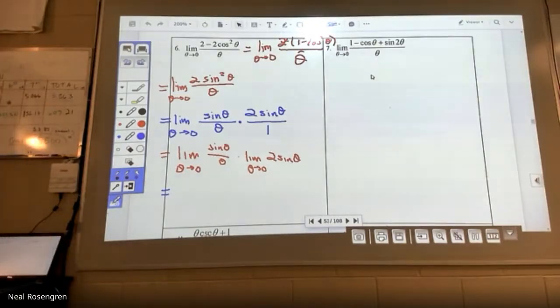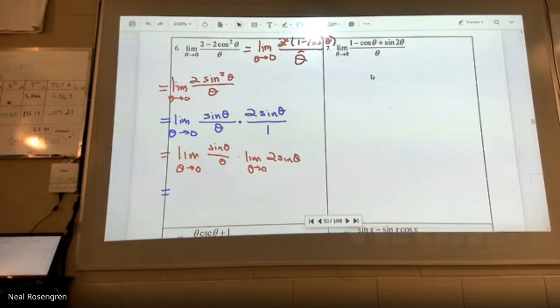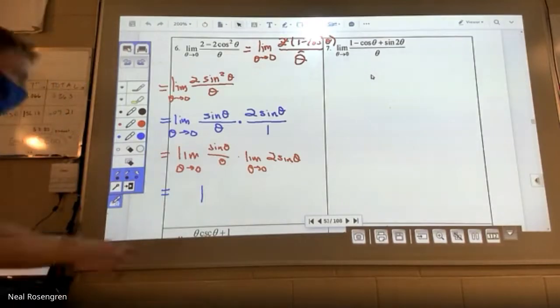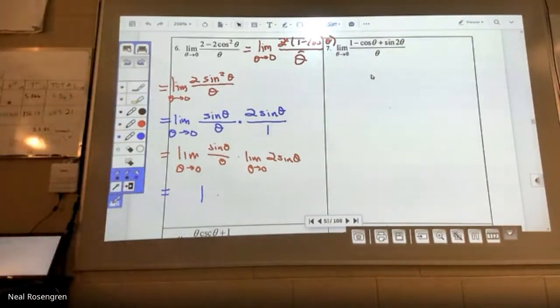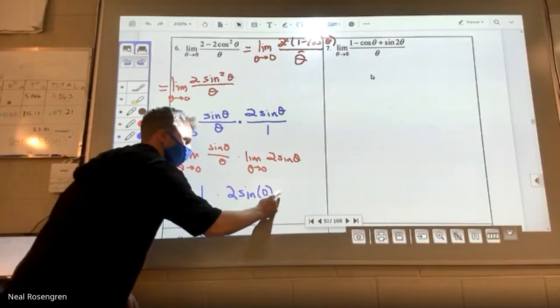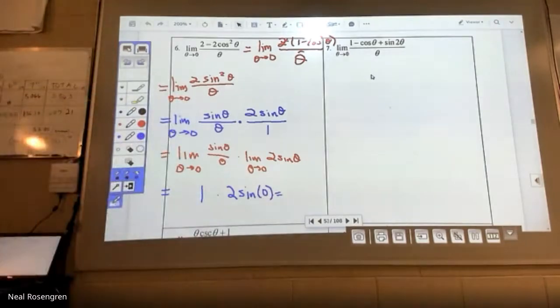What's so nice about that? Why? It's just whatever 2 sine of theta is because this is 1. And so all I have to do is 1 times whatever that limit is. There's no fractions. I don't have to worry about doing anything but plugging it in. And eventually, that's always the last step.